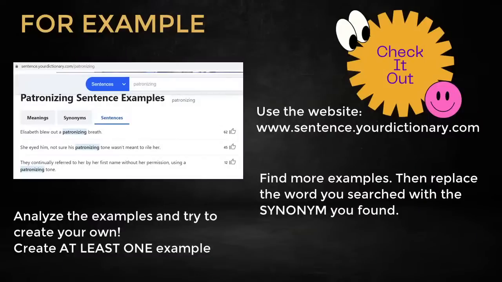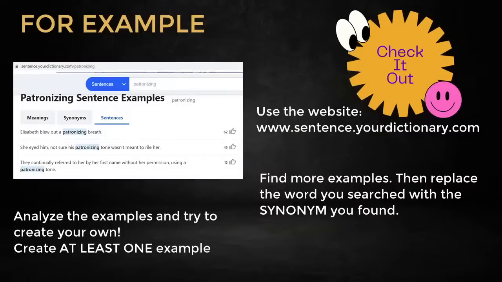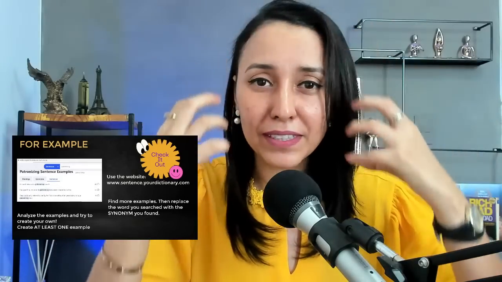You don't pay attention to the type of word. So when you're searching the meaning and searching the example, you got to study the type of word. What type of word are you searching? Patronizing is an adjective, but depending on how you use it, it can be a verb. So watch out, okay? So you will analyze the examples. And after you see one example here, one example there, another one here, you will create your own. So you are inspiring your brain.